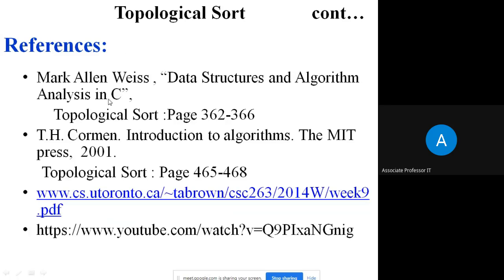References: Data Structures and Algorithm Analysis in C, and Thomas H. Cormen, Introduction to Algorithms, MIT.